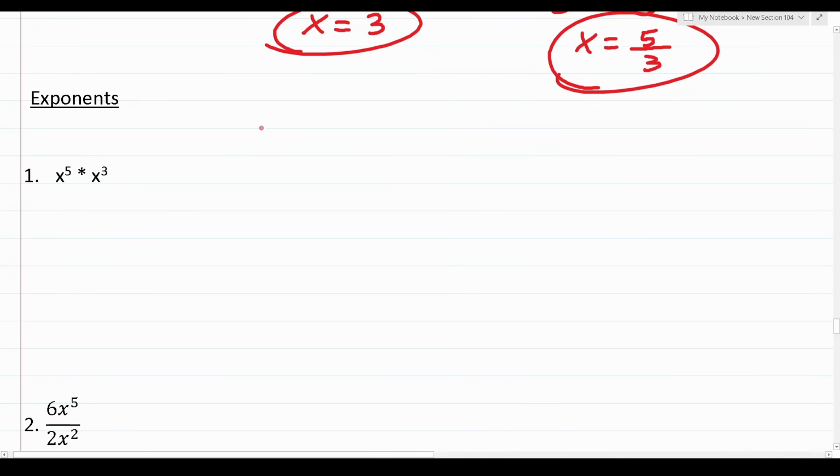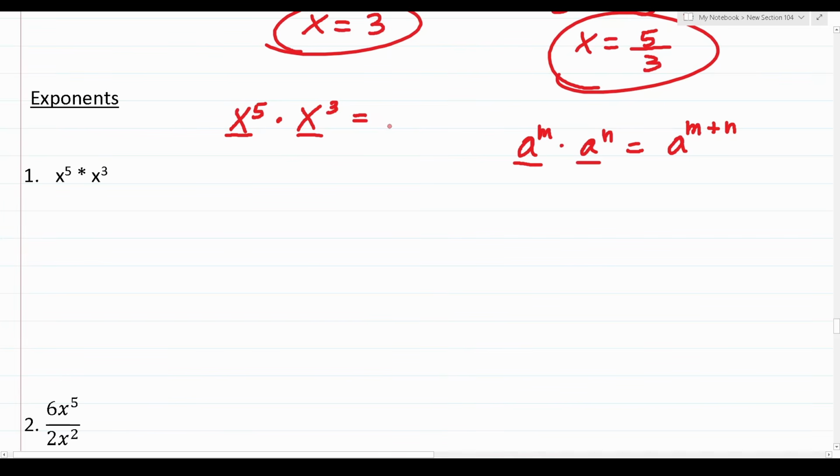So this first problem says x to the fifth times x to the third. Well, in order to use the laws of exponents to solve this one, we have to know the product rule. And the product rule says this: if you have a to the m times a to the n, you simply add their exponents such that this would become a to the m plus n. Well, as you can see, these both have to have the same base of a. Well, in this case, we have a base of x, which is the same.